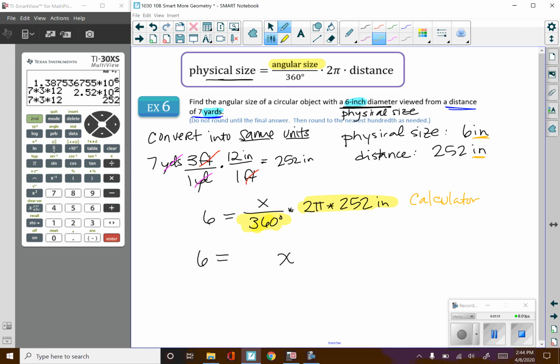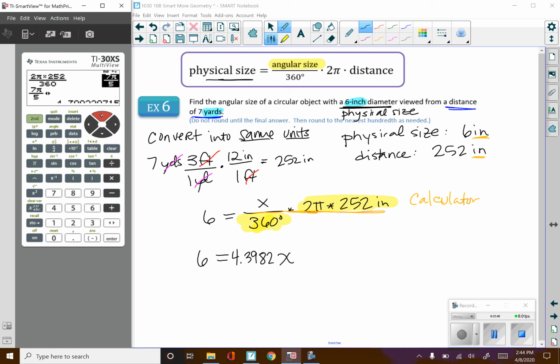I would kind of just think of it as a fraction, and the numbers that are on the top of that fraction are 2 pi and 252, and the number on the bottom of the fraction is 360. So I'm going to get a decimal just for funsies. 4.398. So again, I just thought about what was in the numerator and what was in the denominator on the right side of that equation. The x I just left, it's just there.